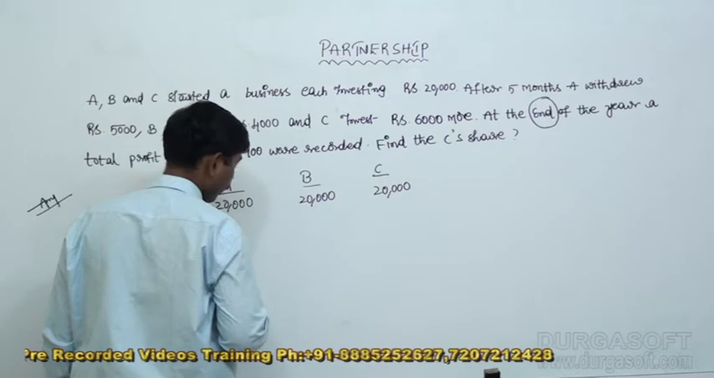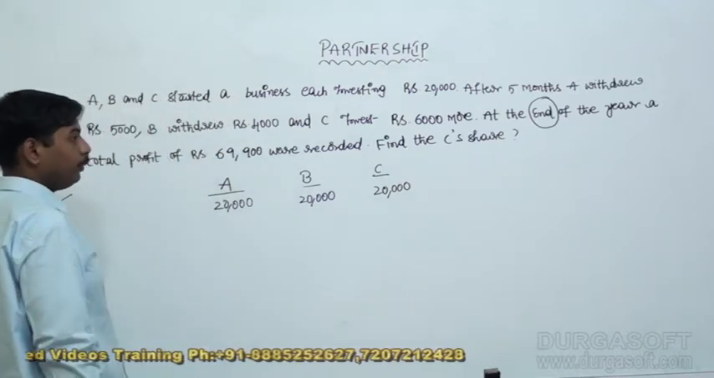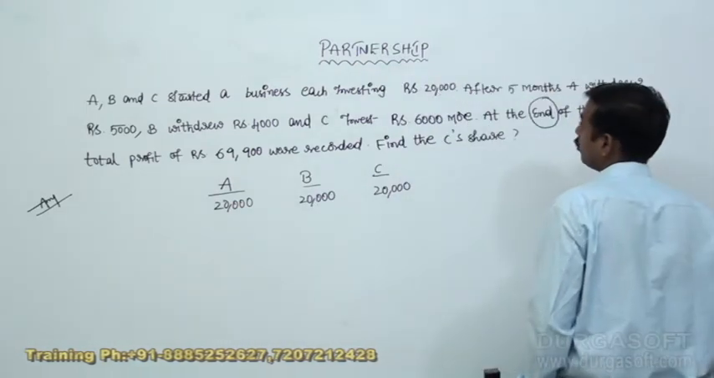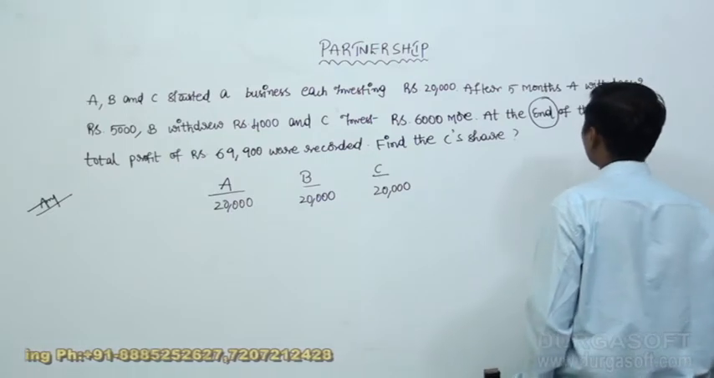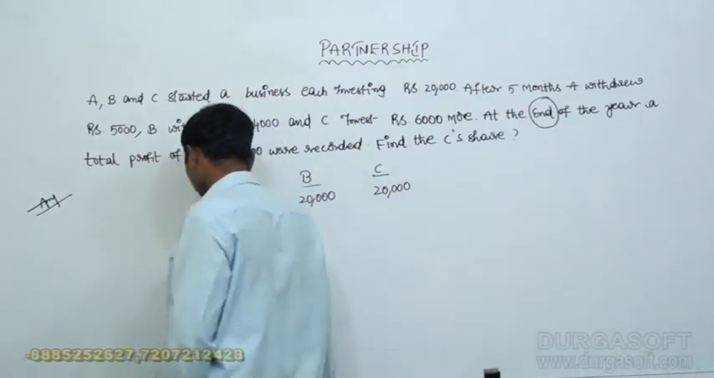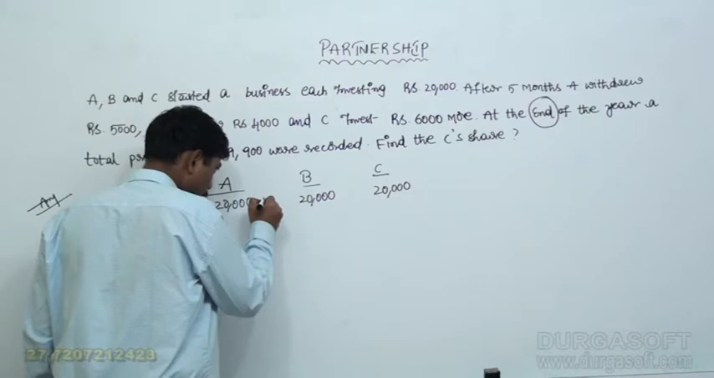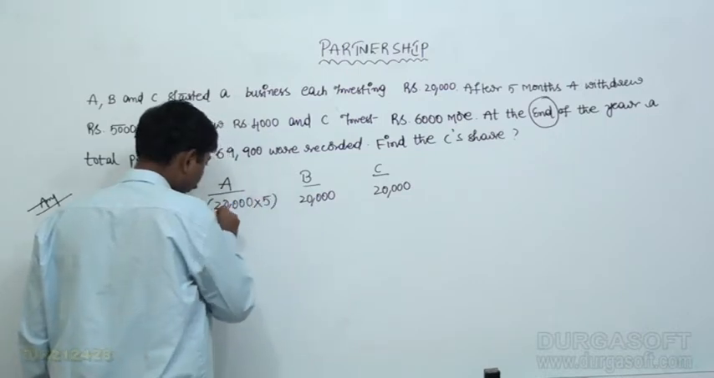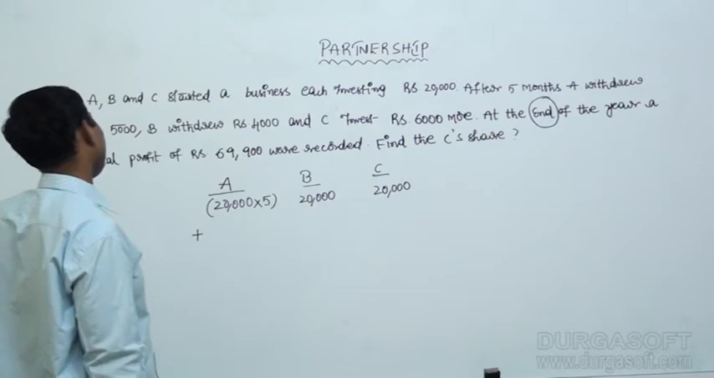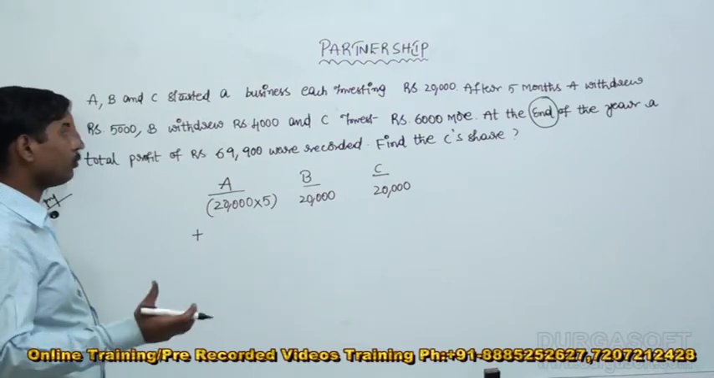After 5 months, A withdrew 5,000 rupees of a investment from the business. All right. After 5 months, A withdrew 5,000 rupees of a investment from the business means definitely up to 5 months of a duration, what should be the investment of A into the business? Definitely Mr. A has to invest 20,000 rupees of a investment into the business up to 5 months. After 5 months, what happened? After 5 months, Mr. A has taken out how many rupees of a investment from the business? After 5 months, A has taken out 5,000 rupees of a investment from the business.